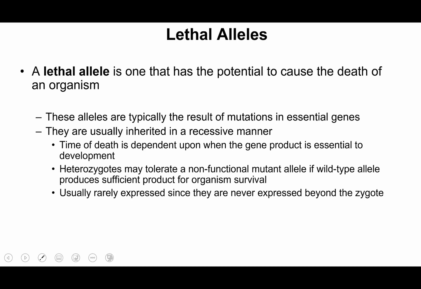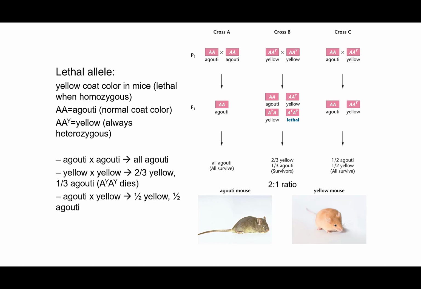If we do have a lethal allele, and it's inherited, usually it'll be inherited in a recessive manner, and time of death can be dependent upon when the gene product is essential for development. If it's essential early on, then you're going to die earlier. If it's not essential early on, then it'll be a late onset. If you're heterozygous, you may be able to tolerate a non-functional mutant allele, but maybe it's harder for you to survive. Why are these important? Well, lethal alleles can change our ratios really quickly.